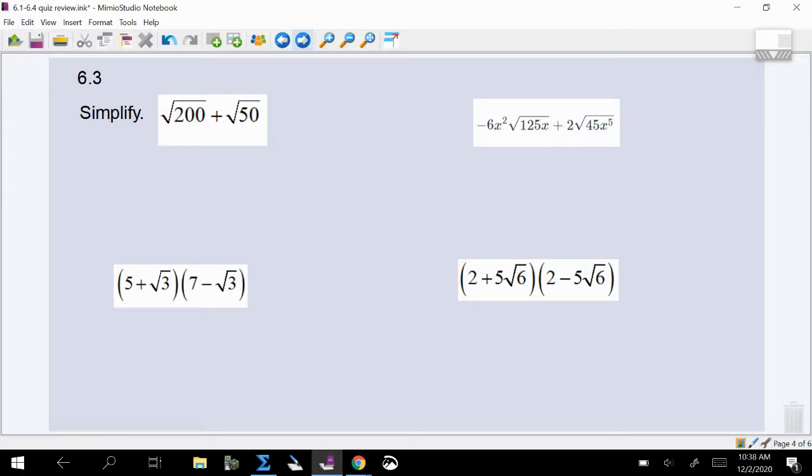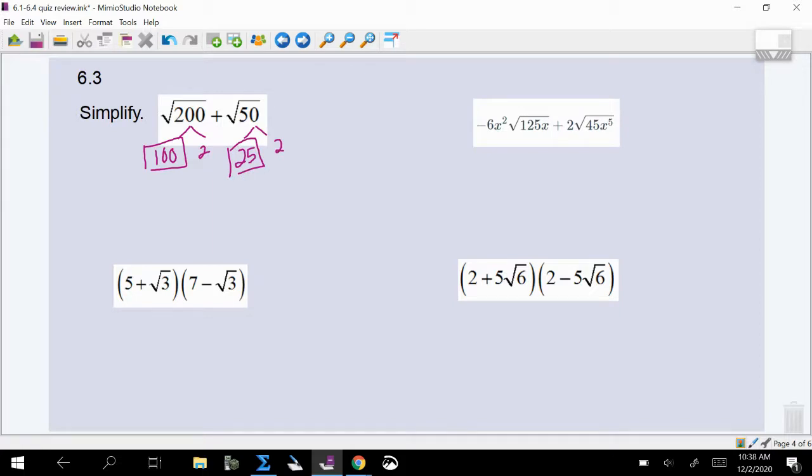So when you're adding, in order to add, you have to have the same thing under the radical. So to do that, we're going to have to break it down again. So you're going to have numeric ones and variable ones. We'll do the numeric first. So the square root of 200, 200 breaks down into 100 times 2. And 50 breaks down into 25 times 2.